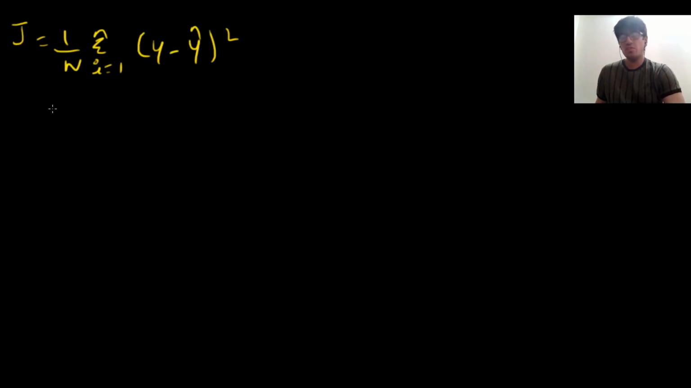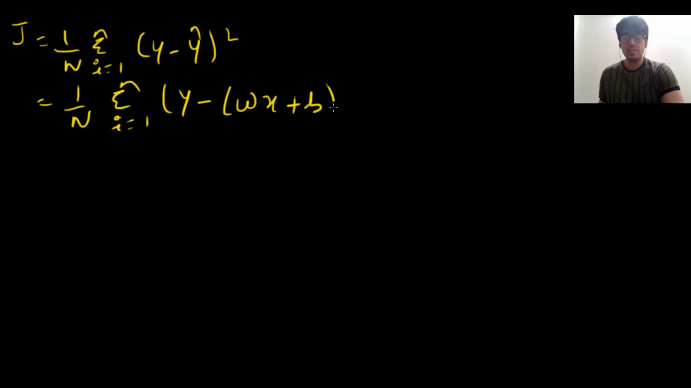So let's do that. I've written the cost function again. Now let us do the same thing. We can just rewrite this quickly as the summation of i from 1 till n of y minus, instead of y hat, we can just write wx plus b. And then again we'll square it.